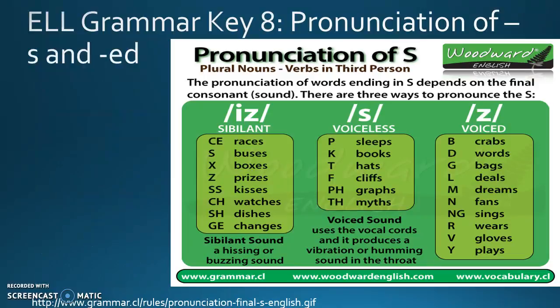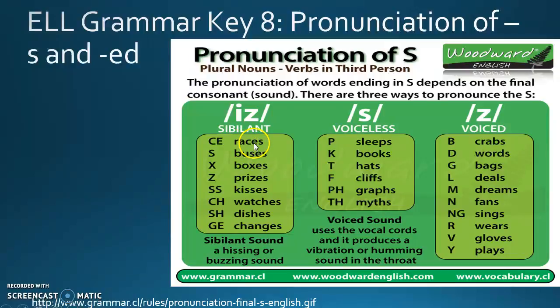So if we take a look at the pronunciation of the S sound for plural nouns and verbs in third person, we're going to see that, as we said, there are three ways, okay? The first one we have here, the extra syllable, is for the sounds that are called sibilants, okay? Most of these sounds are the ones that we have s, x, the Z, the double S, the CH, SH, and GE. Okay, so we're going to add an extra syllable after this word.